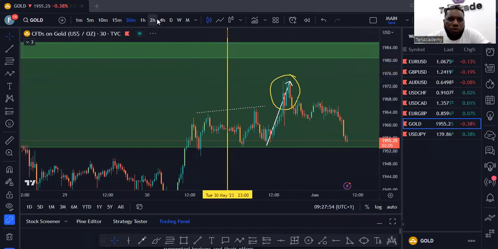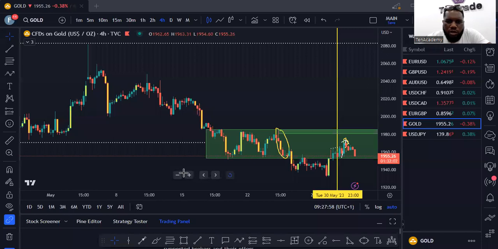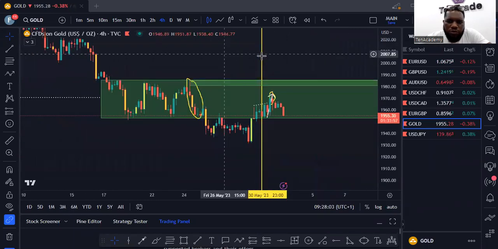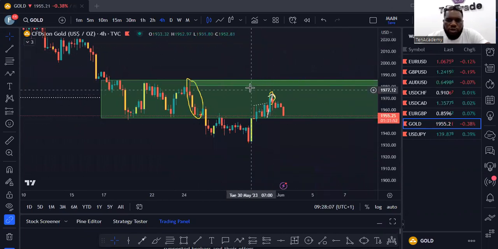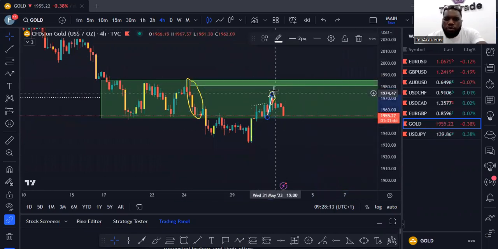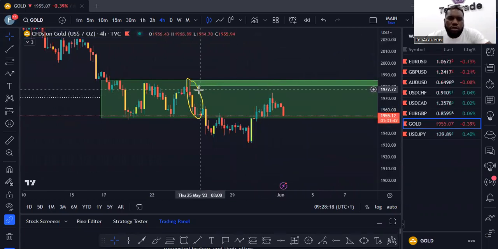So when I also look at the 4 hour time frame, I've seen that price is giving me a bit of bullish momentum on 4 hours. Now, let me show you what I'm saying on 4 hours, and why I also think that possibly we're going to see price go up on gold. Check this out.